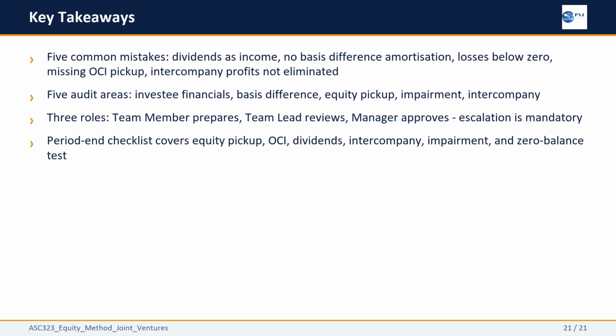Let us bring this final section together. The 5 common mistakes are all preventable with the right discipline. Treat dividends as a return of investment. Perform the basis difference analysis at acquisition and amortize it. Stop at zero, pick up OCI, and eliminate intercompany profits. Auditors focus on 5 areas and expect well-prepared work papers for each one. The 3-tier role structure ensures that judgment calls reach the right level of experience before they become conclusions. And the period-end checklist is your operating tool to execute all of this consistently every period.